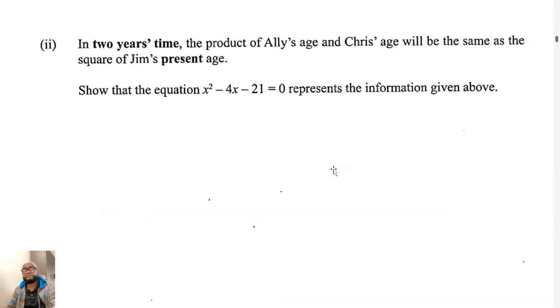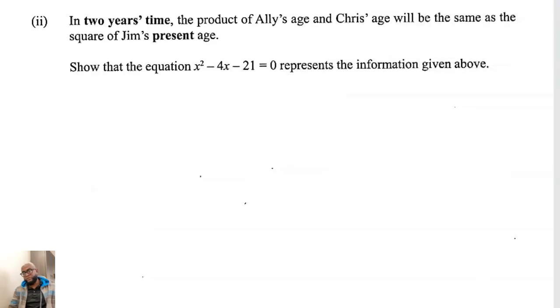Right, let go. I gotta find it and cut it. Remember the 16 point. In 2 years' time, the product of Ali's age and Chris's age will be the same as the square of Jim's present age. Right? So, in 2 years' time, right?